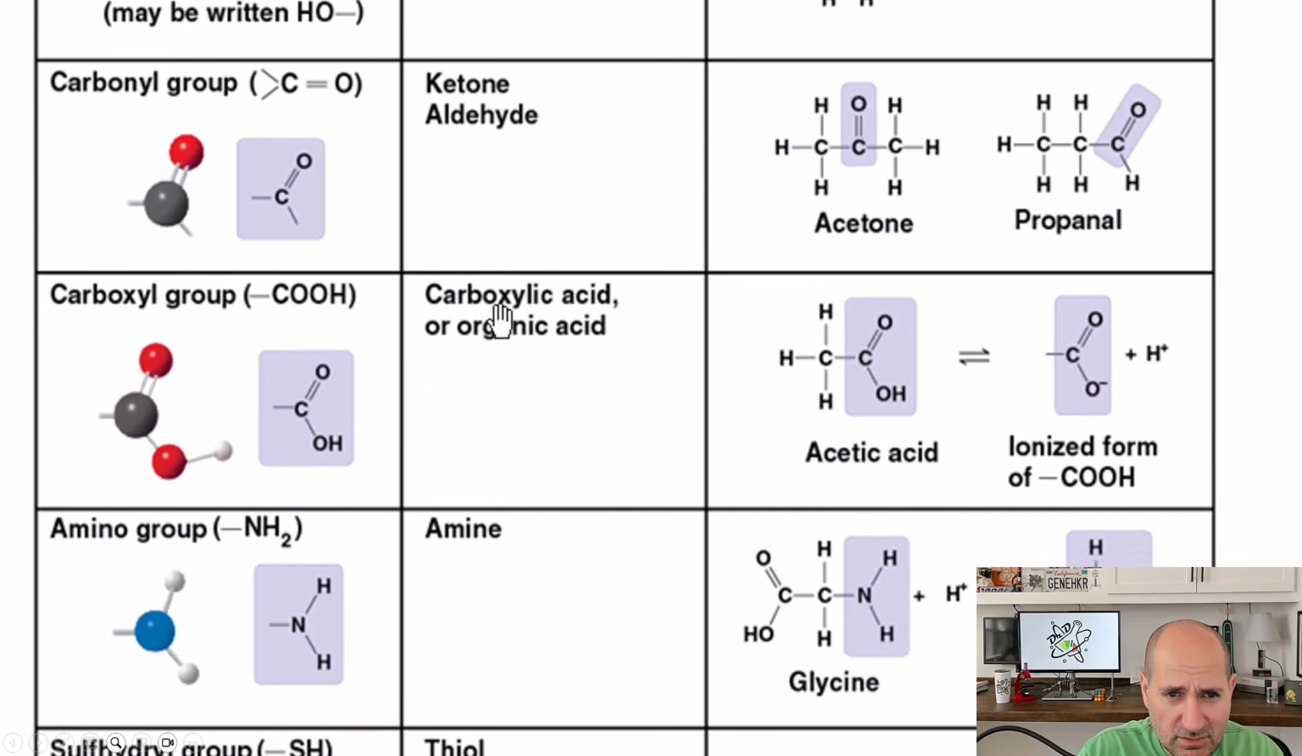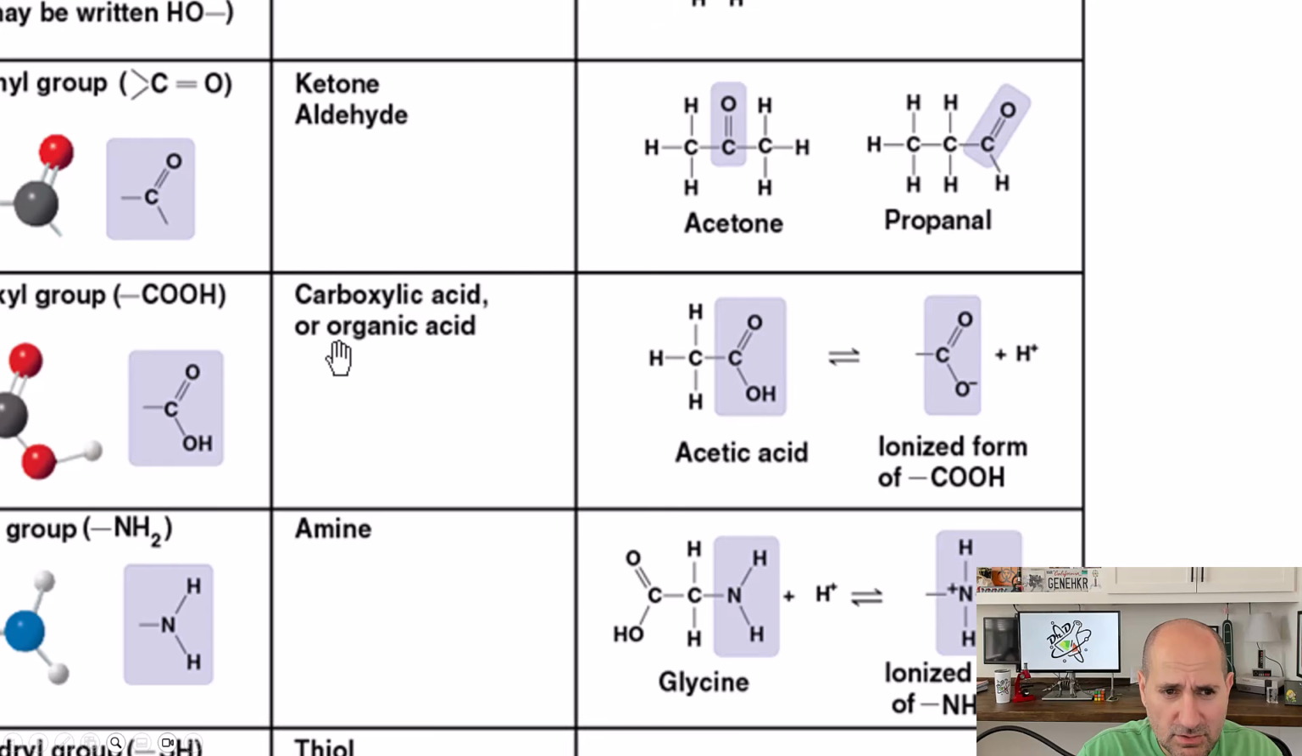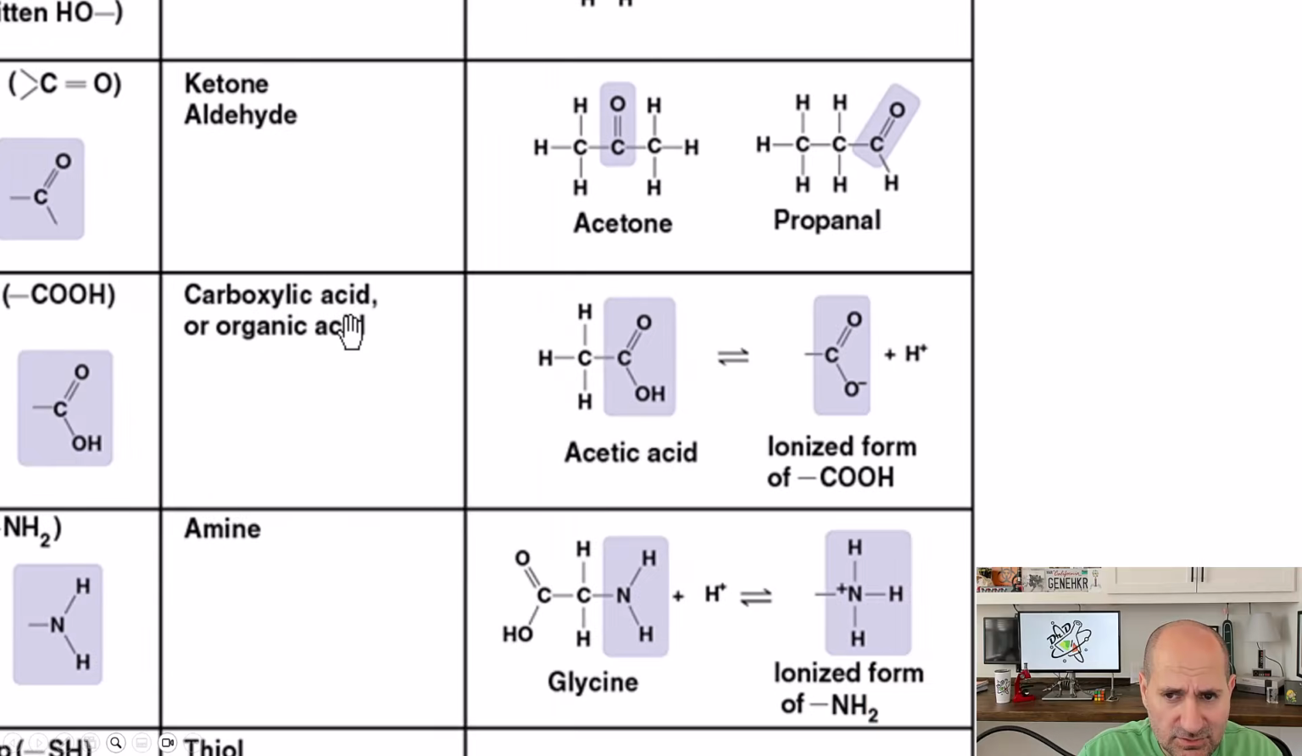Next, we talked about the carboxyl functional group. This is when you have an O double bonded to a C as well as an OH bonded to that same C. You should know what it looks like here. You should know that this forms an acid. So molecules that have carboxyl groups are acids.